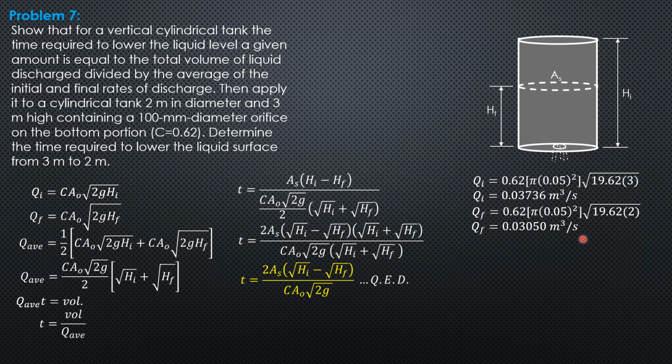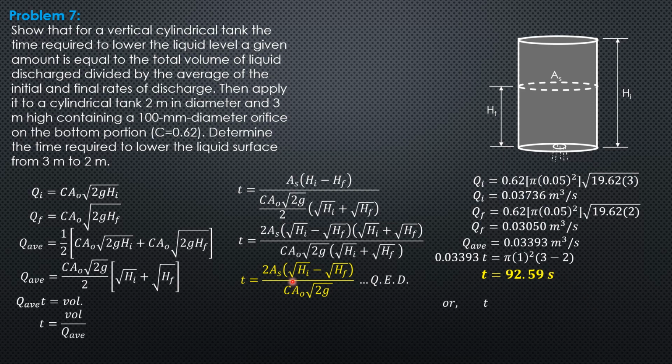Therefore, the average is 0.03736 plus 0.0305 divided by 2. So the average flow rate is 0.03393 cubic meter per second. Then Q average 0.03393 times time equals pi times radius of cylinder 1 squared times quantity 3 minus 2. In other words, this is 1 meter. So solving for the time, 92.59 seconds.